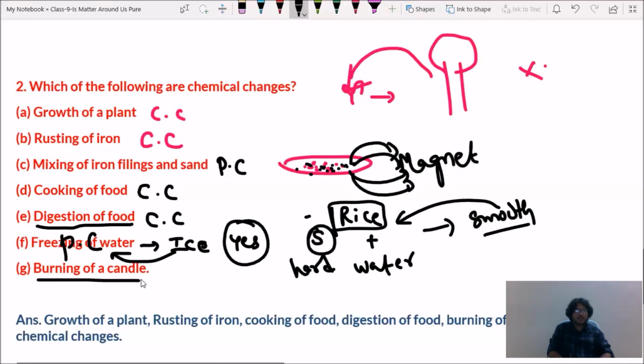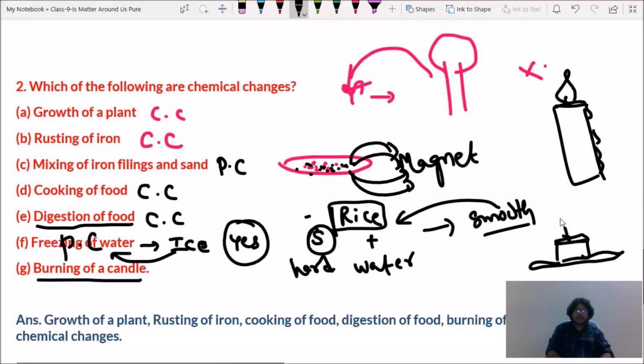And at last, burning of candle. First, the candle will be this big, and if you leave it for 30 minutes, 40 minutes or 1 hour, you can observe that the wax will come down and that big candle will become a small candle, and again that small candle cannot become a big candle, isn't it? So it is a chemical change. Like that, we need to differentiate between physical changes and chemical changes.